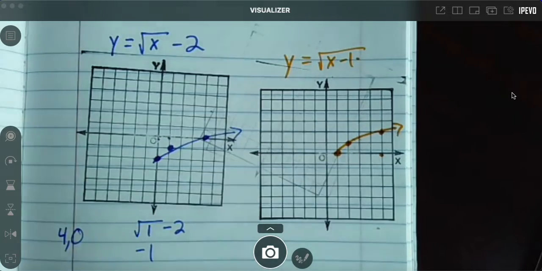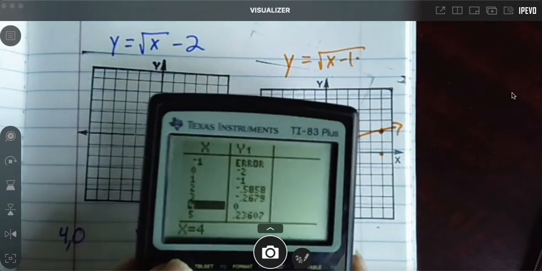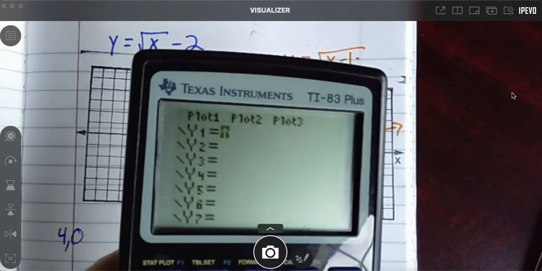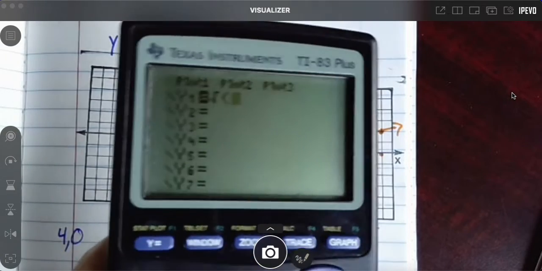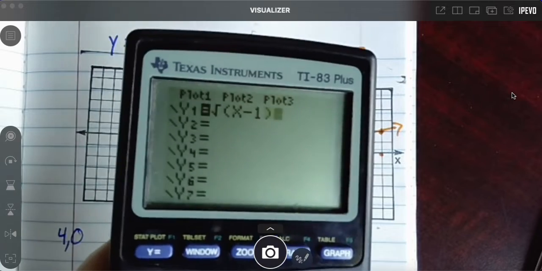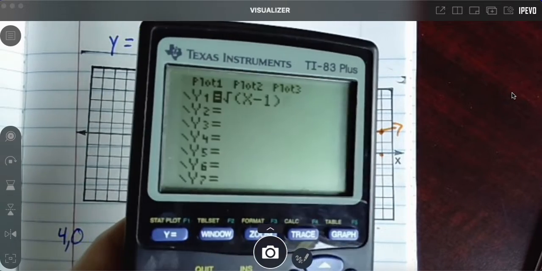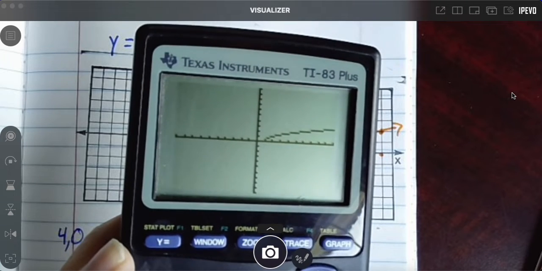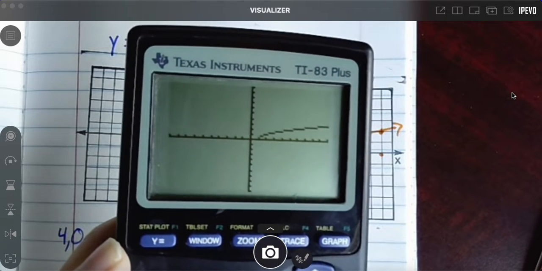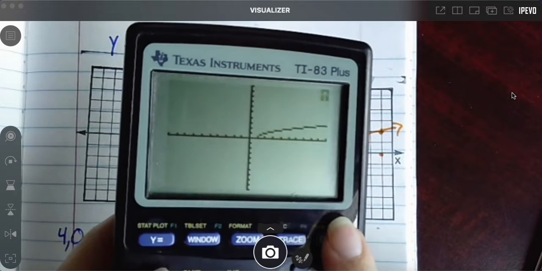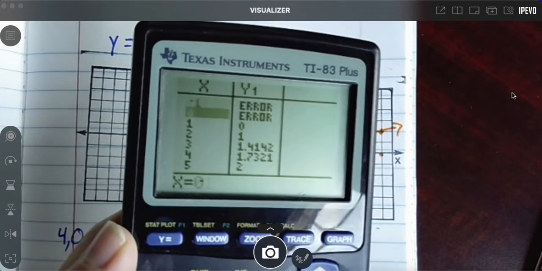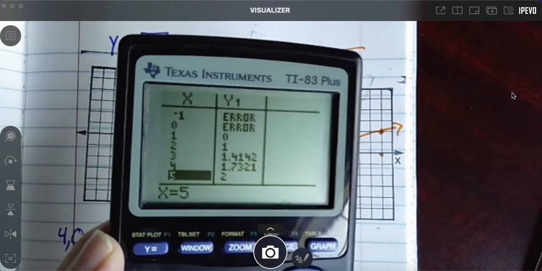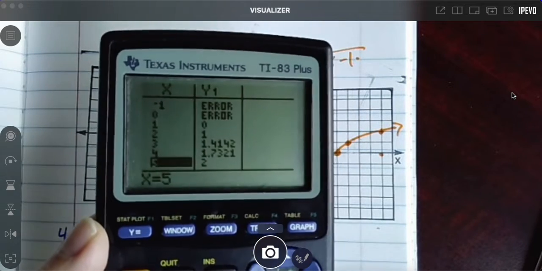Now, again, one more time with the calculator. I would go to y equals, clear that out, and I'm going to do my square root of x minus 1. All that's in the parentheses, right? Just like they have it. And then I press graph, and we'll see it move to the right one. There it goes. And then I need some numbers to plug in. So I would press second table, and guess what I have? The same numbers I pretty much picked. Okay, are we getting this? Yes.